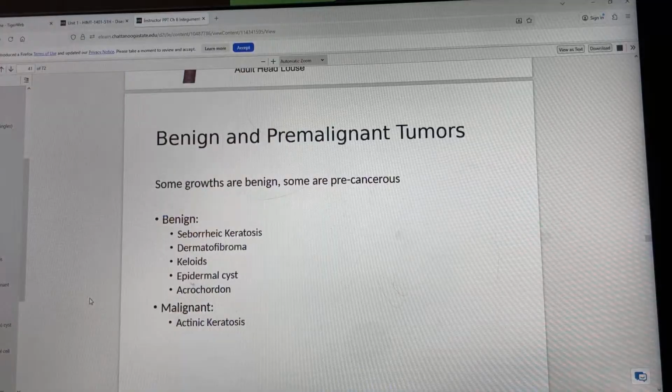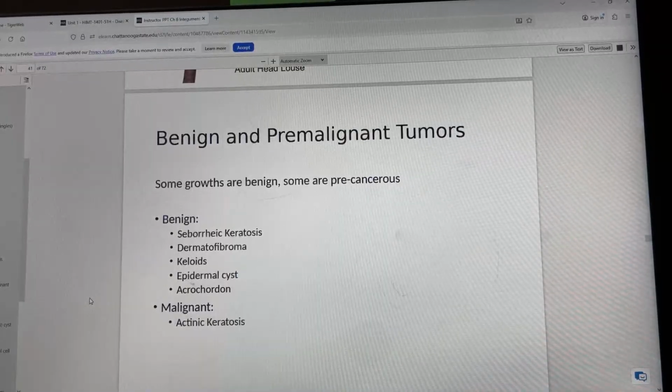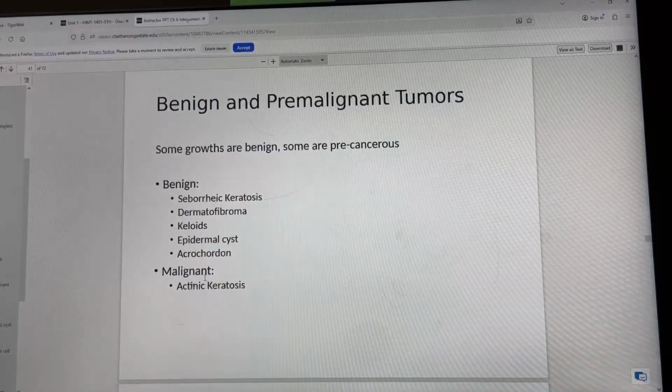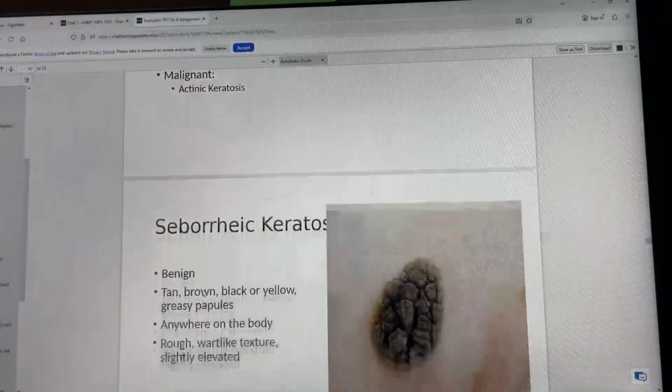All right, so now we're in growths, what we call benign and pre-malignant tumors. Pre-malignant just means precancerous, right? So some things can be precancerous. The list of benign ones, which we'll get into, includes seborrheic keratosis, dermatofibroma, keloids, cysts, and so on. The only one we're going to talk about that's pre-malignant here is the actinic keratosis. So let's go ahead and start.